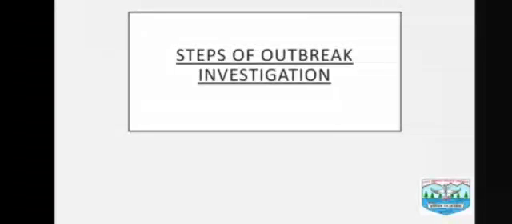Now we are coming to the steps of outbreak investigation. The first step in the outbreak investigation is to confirm the existence of an outbreak. We need to do a verification. Verification can be done by visiting the place itself or by a telephonic conversation with the local medical officer or epidemiologist from the area. Also, we can communicate with the local health authorities to confirm the existence of an outbreak.